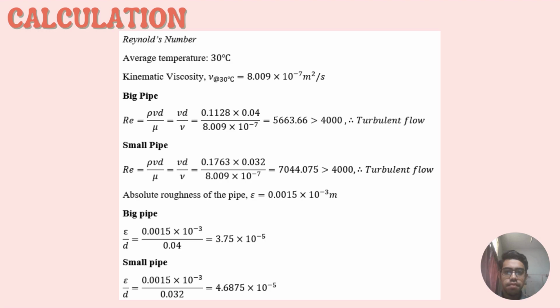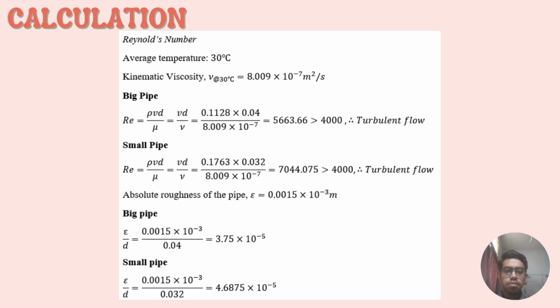The average temperature of the water pond is about 30 degrees Celsius, and after referring to the table of the physical property of water, we can get the kinematic viscosity at 30 degrees Celsius, which is 8.009 times 10 to the power of negative 7 meter square per second. Next, we can calculate the Reynolds number by using the formula rho Vd divided by mu, or Vd divided by nu, and we will get 5663.66, which is greater than 4000.